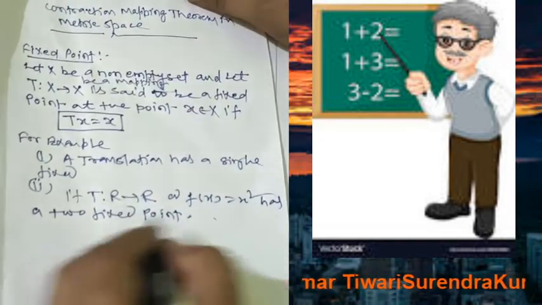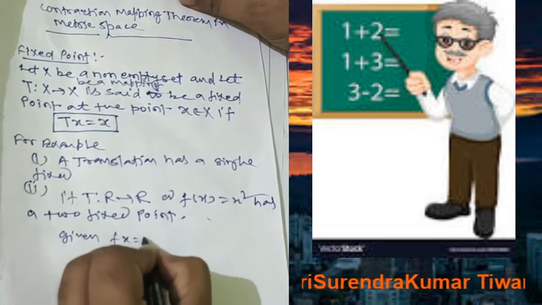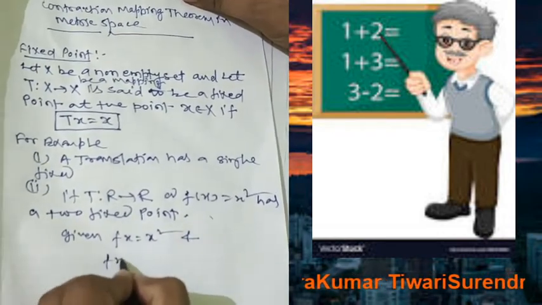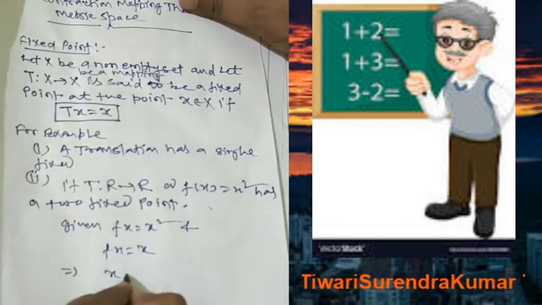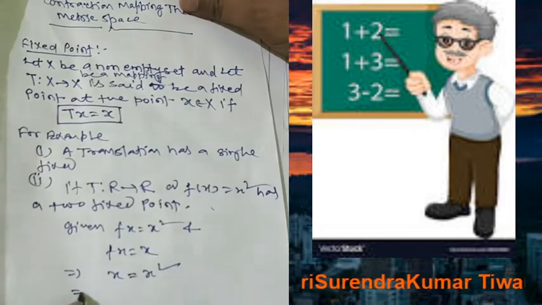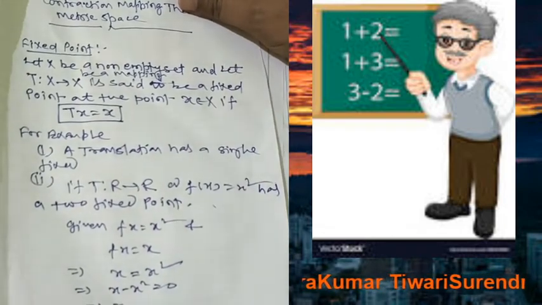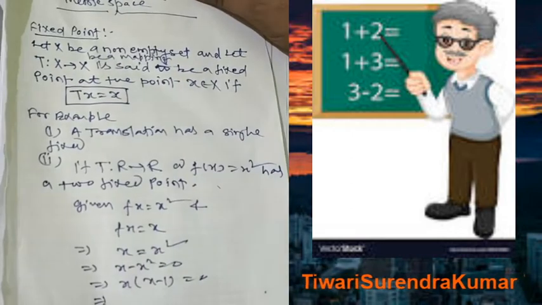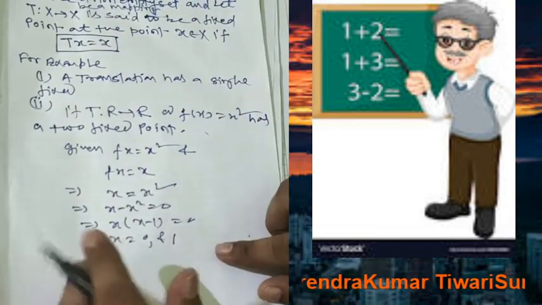See, given f(x) is equal to x square and we know that f(x) is equal to x, so this implies that x is equal to x square, which implies that x minus x square is equal to 0, which implies x(x minus 1) is equal to 0, so x is equal to 0 and 1. It has two fixed points.